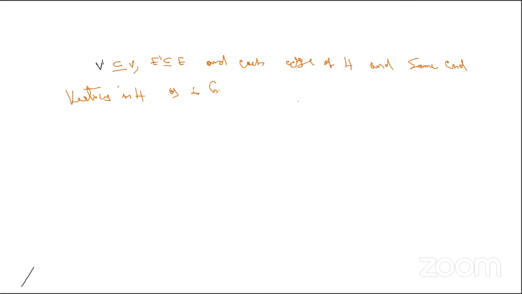So in particular, if V belongs to capital V, G minus V is the subgraph of G obtained by deleting V and all edges of G containing V. Here is one diagram. I'll put down the diagram.